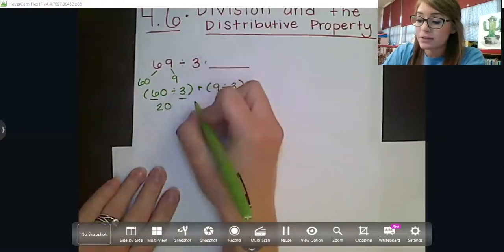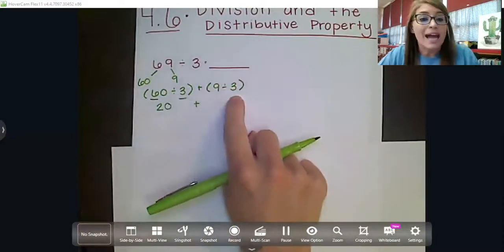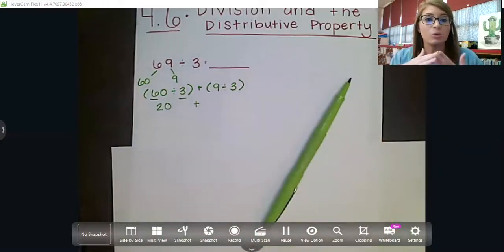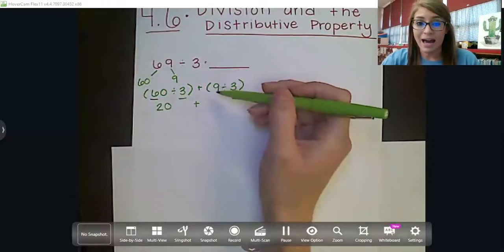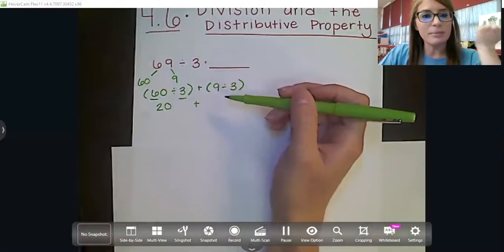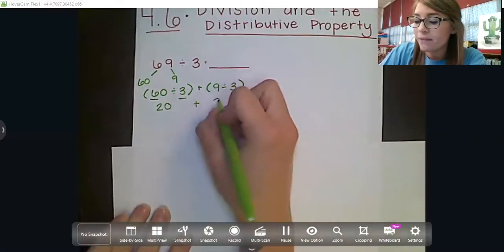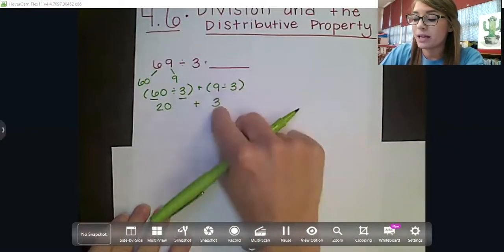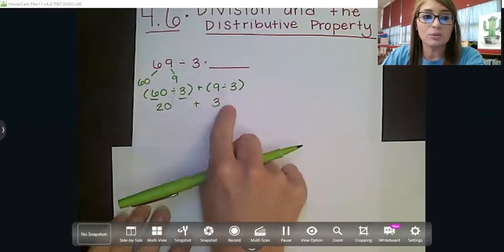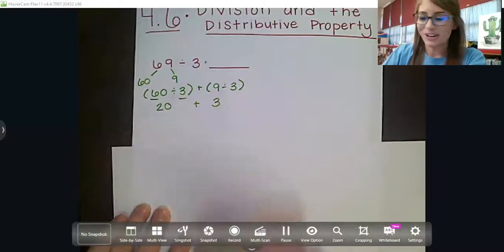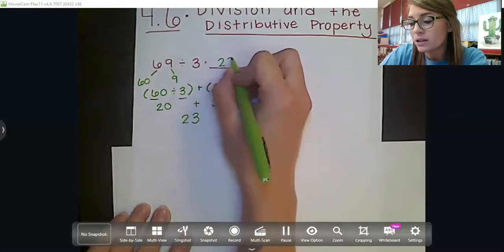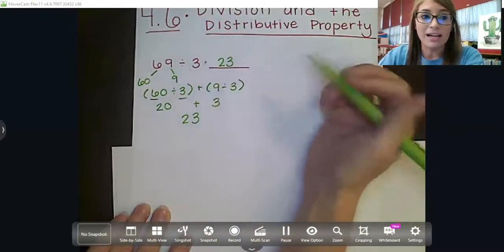Okay, I'm going to bring down this addition symbol, and then I'm going to solve 9 divided by 3. So again, think of it like this. 3 times what gives you 9? I'm thinking. 3 times 3 equals 9. So 9 divided by 3 is 3. Now all I have to do is add those together. 20 plus 3 gives me 23. Very good. So 69 divided by 3 is 23.